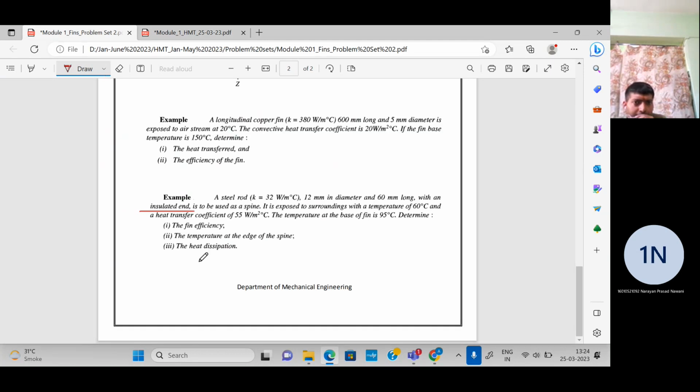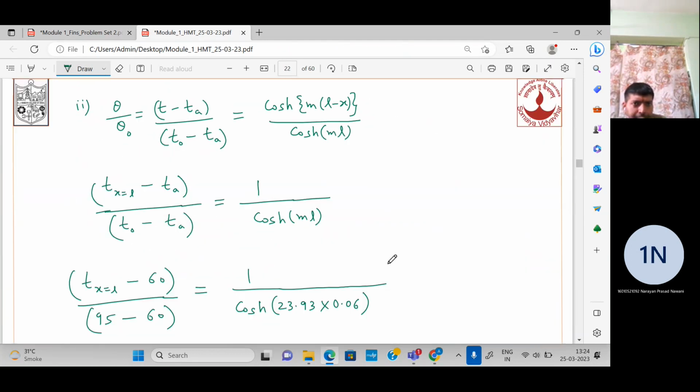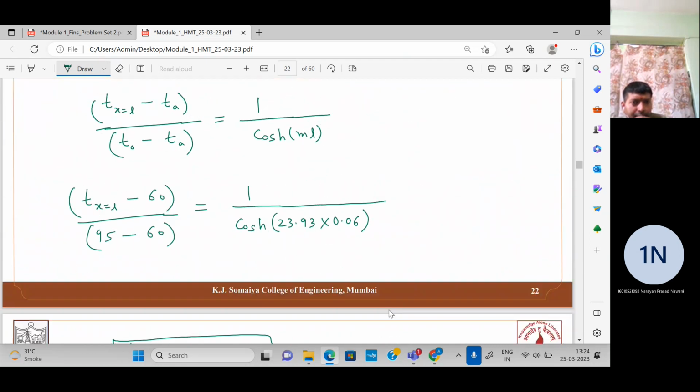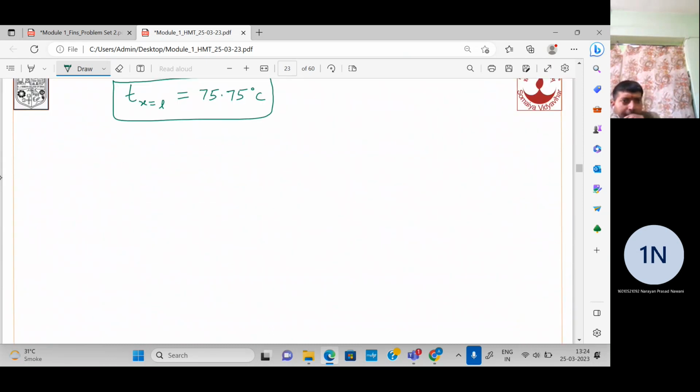Now the third one, we have to calculate heat dissipation. Very straightforward, very simple. Just apply the expression for calculating heat dissipation. So the expression for heat dissipation for this is k A m into (T naught minus TA) into tanh(mL). So Q is equal to k.